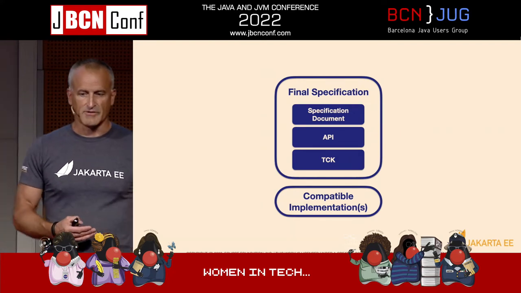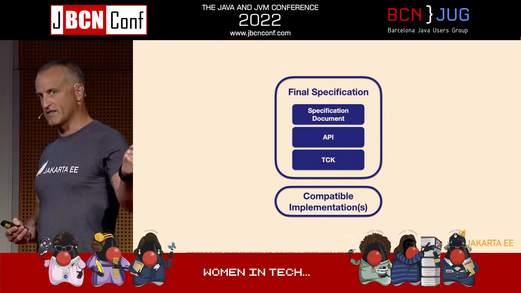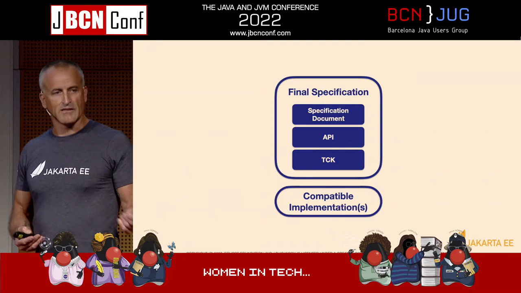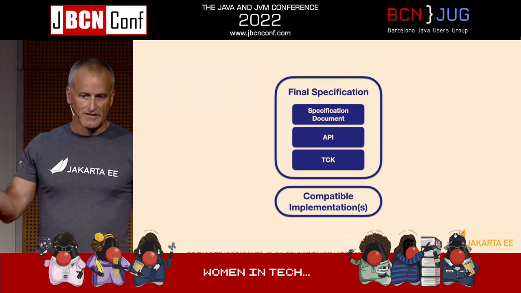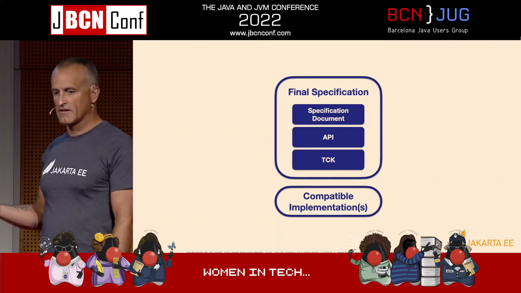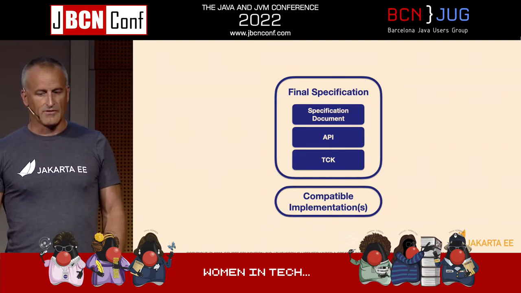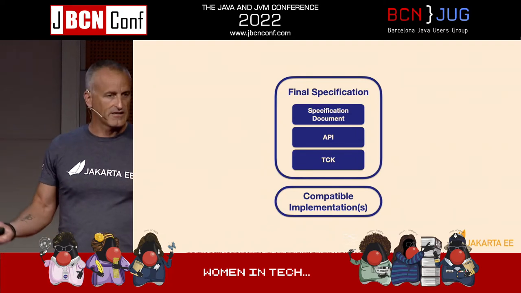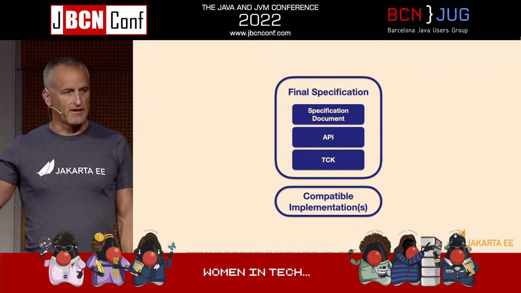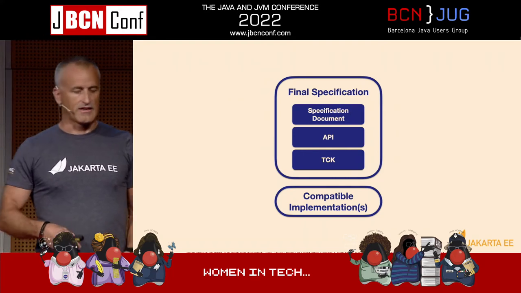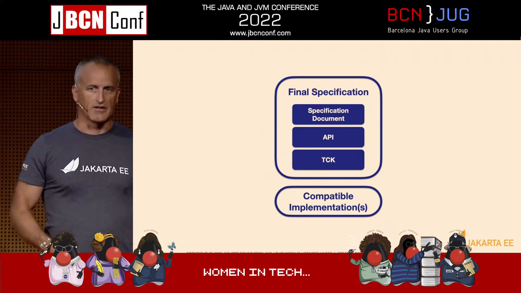And we have these test suites or TCK, test compatibility kit, that we use to verify that this specification is implementable. And we do that by having an implementation that implements the specification, and we run the test suite against it. As long as we have at least one open source implementation, we can ratify what we call a final specification. And then we can let others also implement it, so we can have multiple compatible implementations. They can be closed source, commercial, open source, or something. But there has to be at least one open source implementation.